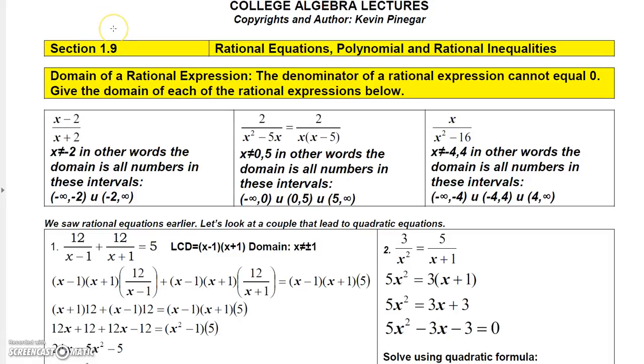Okay, today we're going to talk about this section I'm going to call section 1.9, and we're going to talk about some rational equations. We're basically going to revisit some of the rational equations that we've talked about, and then we're going to talk about a new type of inequality that hasn't been discussed, polynomial and rational inequalities.